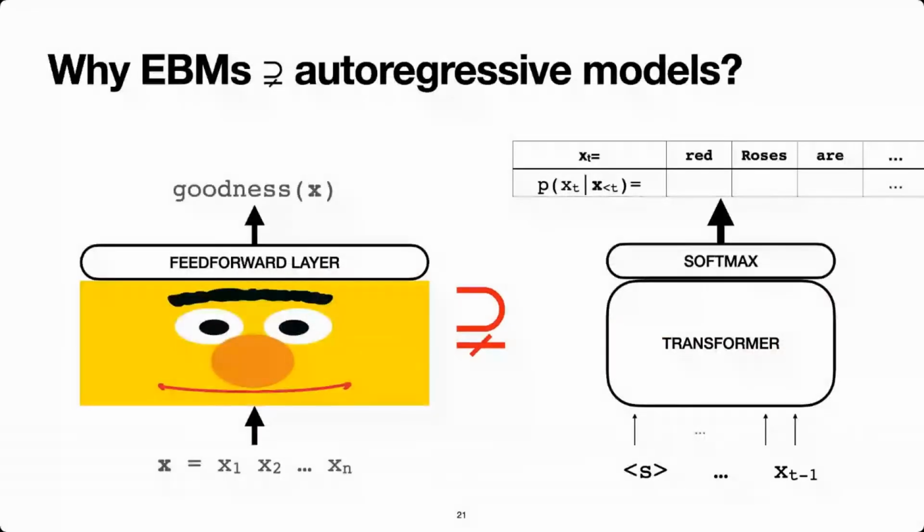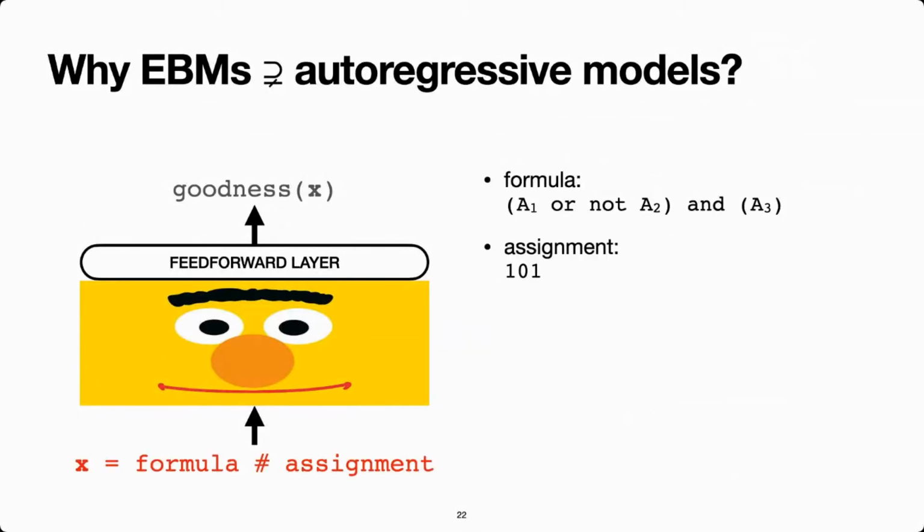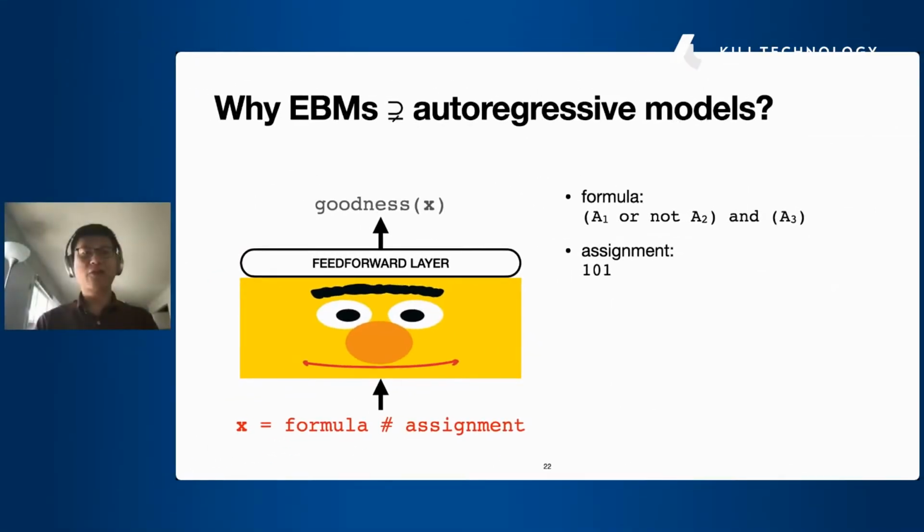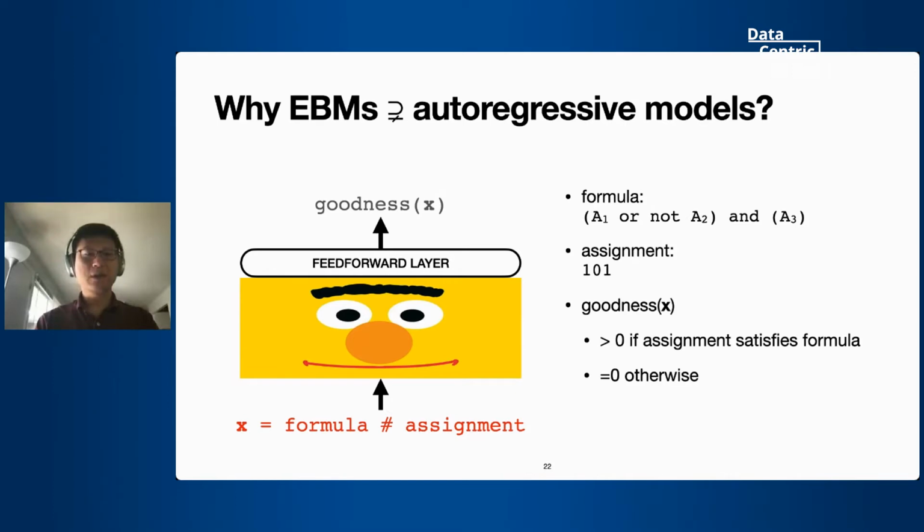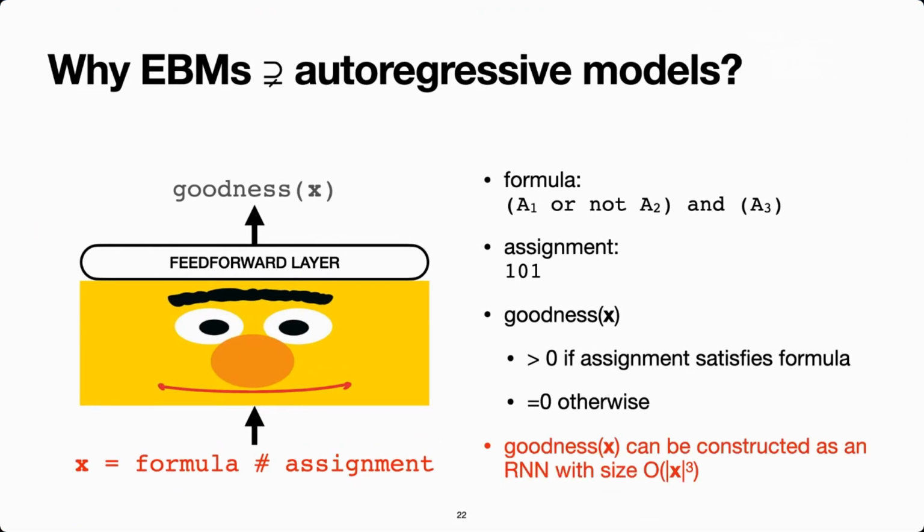Now we want to share an intuition why energy-based models are strictly more powerful. Suppose we want to model a language where strings are of the form formula followed by assignment, where formula is a Boolean expression and assignment is a Boolean vector. We require that the goodness function must be greater than 0 if the assignment satisfies the formula, and 0 otherwise. We can show that such a goodness function can be implemented as a neural network.